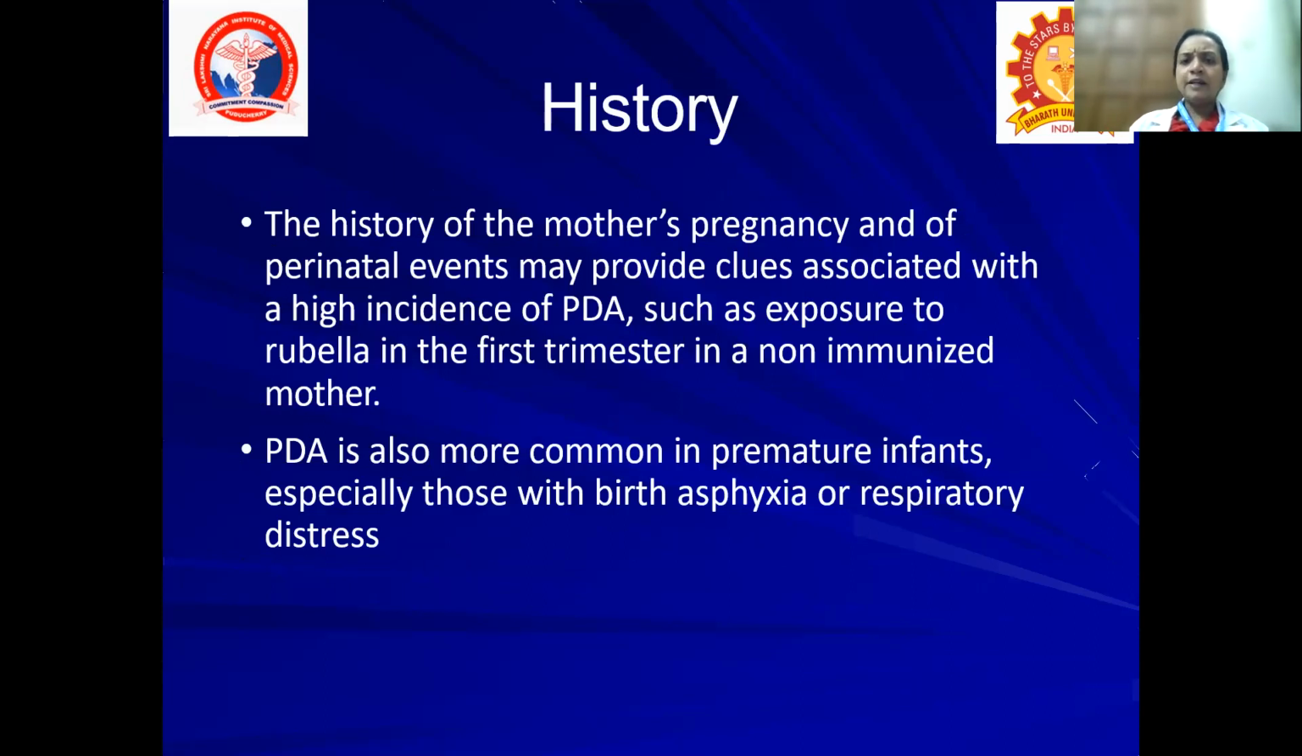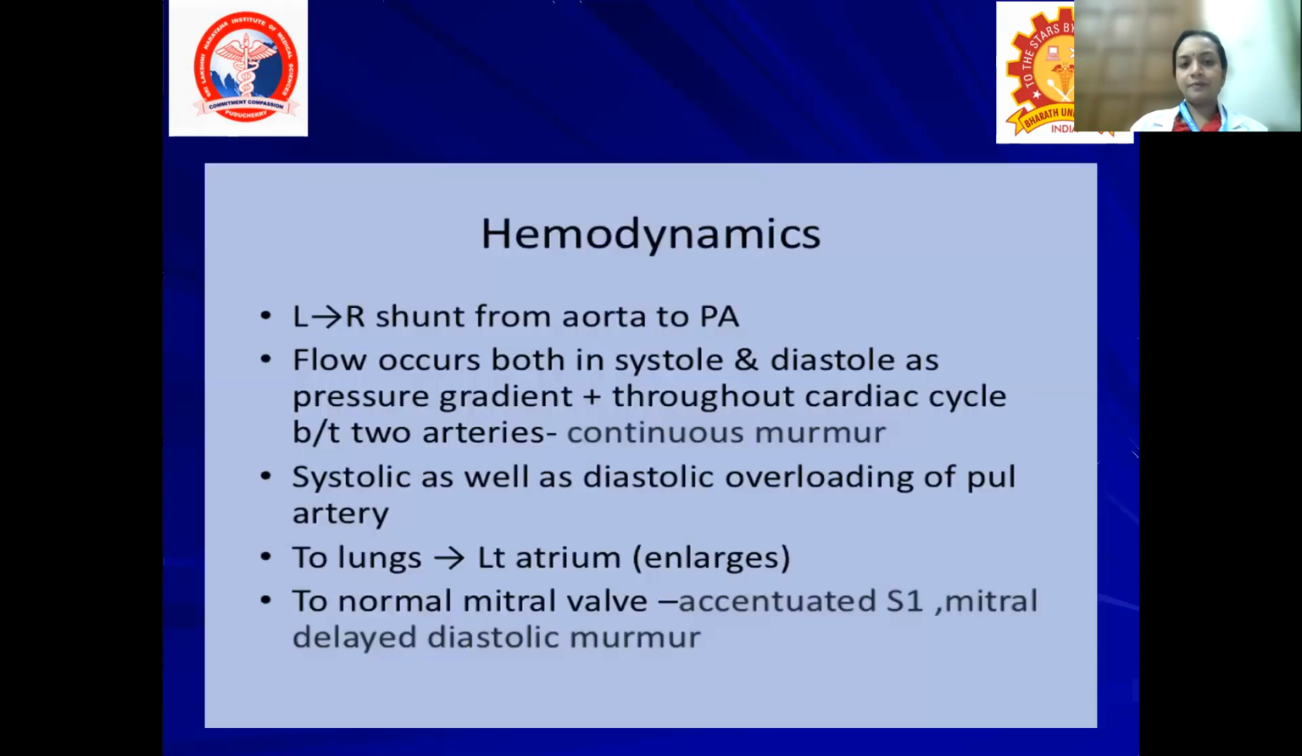The history of the mother's pregnancy, when you take a history of the perinatal events, may provide clues associated with a high incidence of PDA. Either it could be a preterm delivery or there could be an exposure to rubella in the first trimester in a non-immunized mother. And PDA is more common in a preterm infant, especially those with birth asphyxia or respiratory distress. So all these clues could be obtained from a proper history.